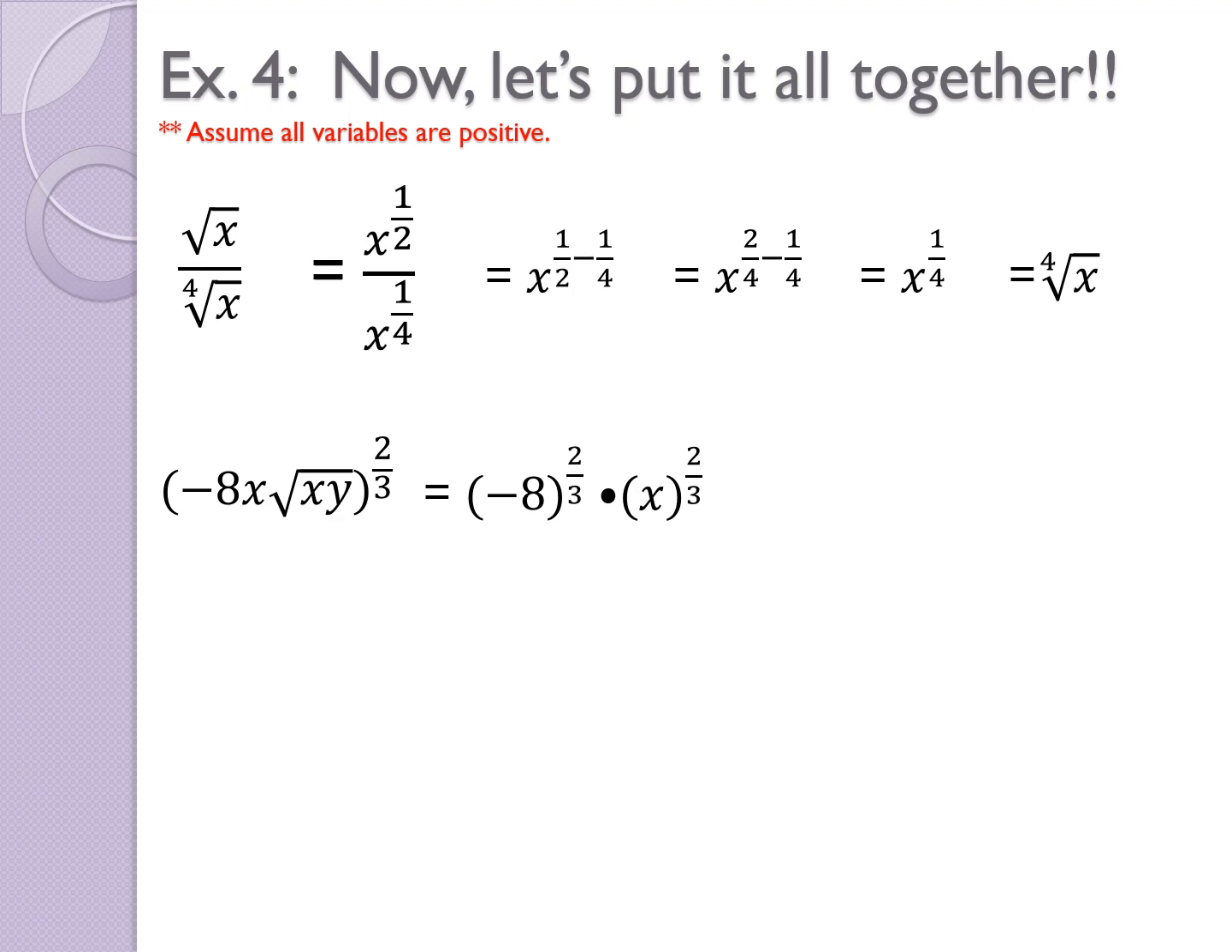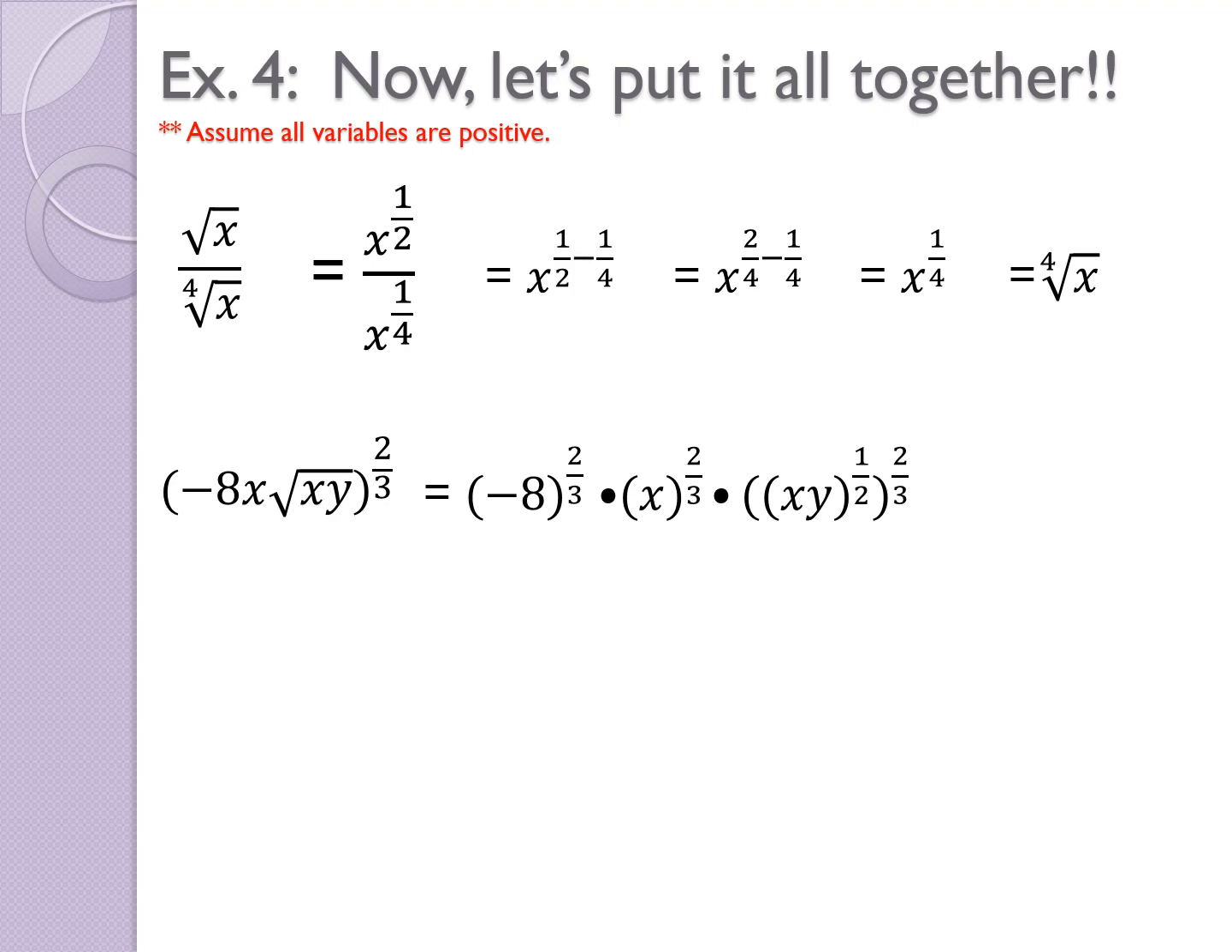We can't clean up the square root of xy to the 2/3. But what we can do is change the square root of xy to xy to the 1/2. So the square root of xy is going to become xy to the 1/2. And then we can apply the 2/3 exponent. So we're going to take this piece by piece.